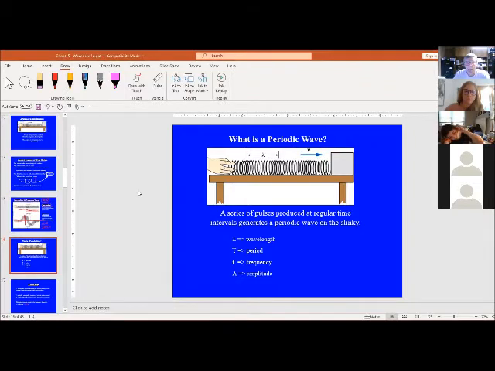So, periodic wave. You have a slinky on a tabletop there, and we're sending down individual pulses. So here's a pulse, here's a pulse, here's a pulse. We're sending one pulse down the line, one after another. A series of pulses produced at regular times generates a periodic wave on a slinky.